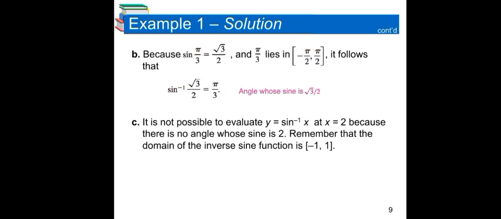It is not possible to evaluate y equals sine to the power of negative 1 x at x equals 2, because there is no angle whose sine is 2. Remember that the domain of the inverse sine function is negative 1 to 1.